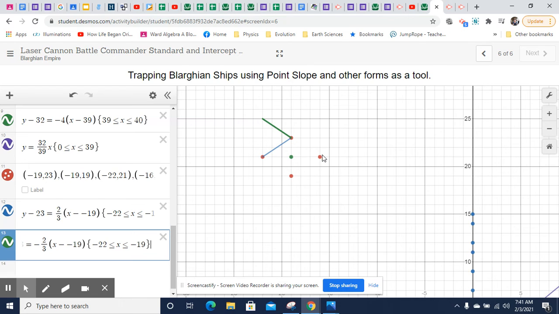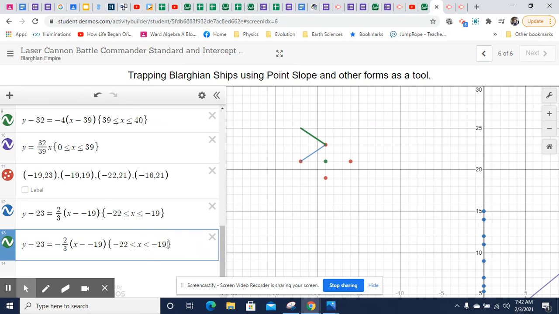So I know that this point here is at negative 16. So my high end is no longer, make that a little easier to see. My high point is no longer negative 19. My low point is negative 19 because that's at negative 19, 23. So I'm going to change that to negative 19. I'll change that to negative 16. Oops, let me actually write 16, negative 16. Great, and I've got that one.